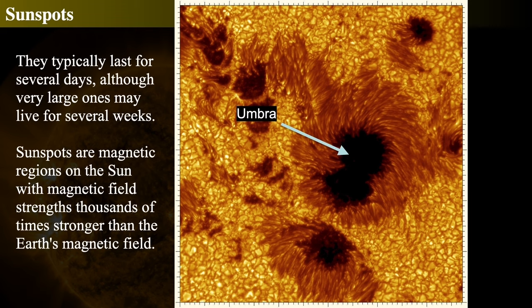The central region is what we call the umbra. And the umbral region is a place of extraordinary magnetic field strength. The sunspots themselves can be incredibly strong compared to the surrounding sun and compared to the Earth's global magnetic field. Sunspots can last for a few days. Their appearance changes very frequently. They are dynamic objects. They change with time. They can grow in size and then shrink in size. They can live for a few days or up to many weeks.